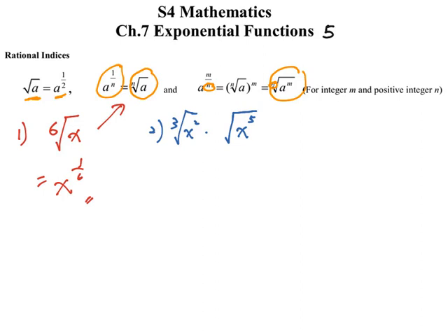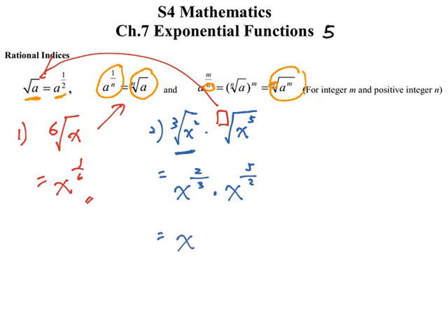Question 2, first we change each term to become the index form. So for this one, it becomes x to the power 2/3, because outside the bracket is 3, outside the square root is 3, so it's over 3. Then times x to the power, if there is no number here, that means in this case 1/2, so it becomes 5/2.